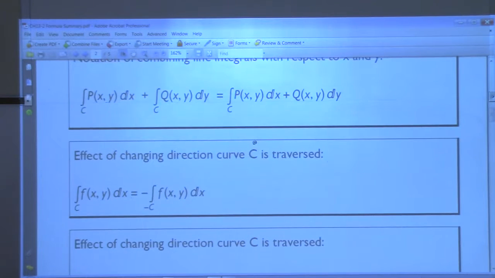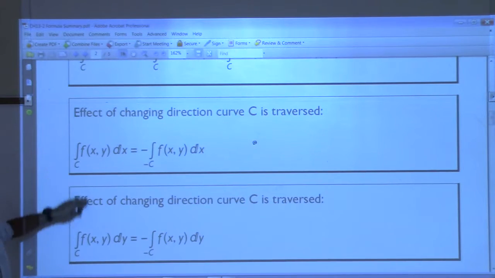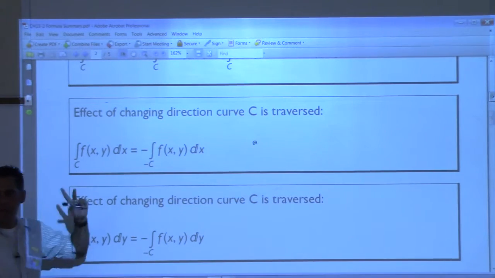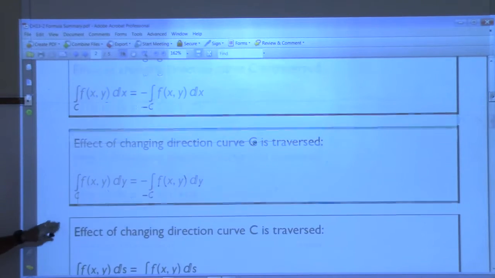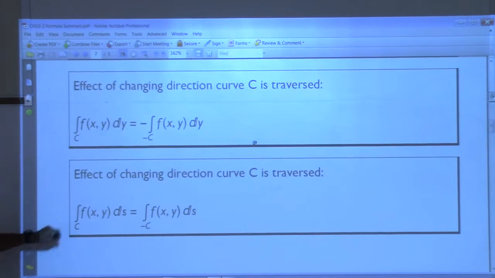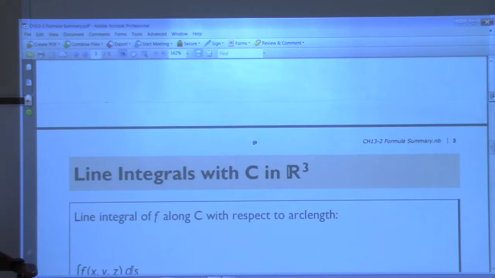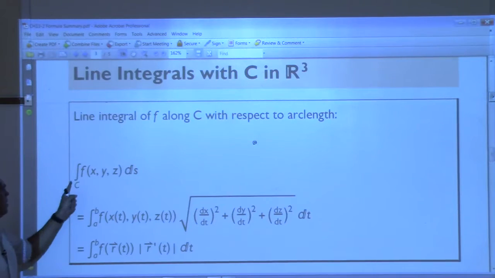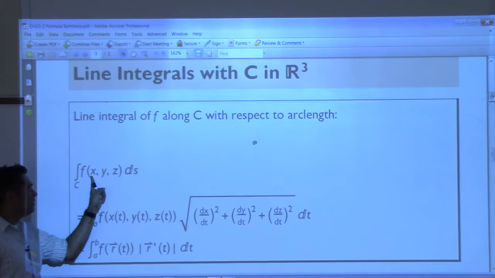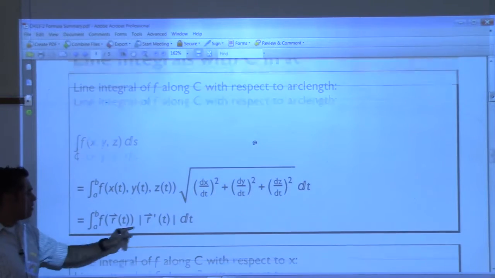Pardon? If it's dx, right, or dy. If it was with respect to s, then it didn't change, right? That's this last one. And then we did the same idea, but now a curve in 3-dimensional space, a function of 3 variables with respect to arc length.